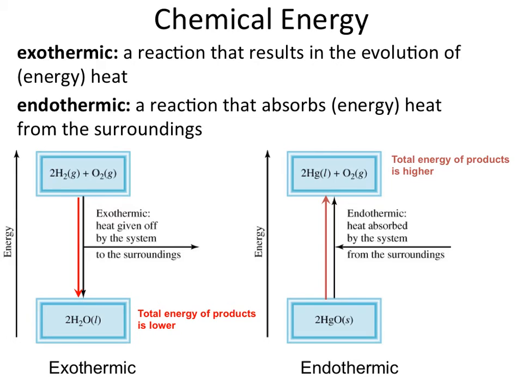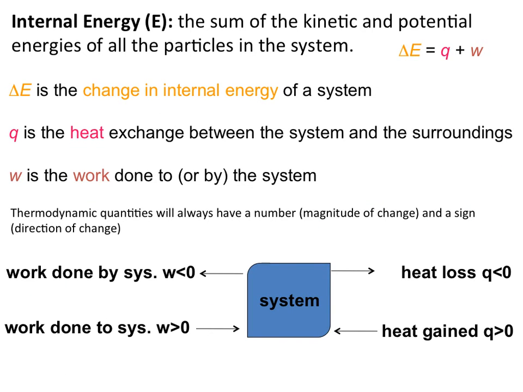However, this is more useful with respect to chemistry and subsequent chemical reactions that we may be looking at. The internal energy of a system is the sum of all the kinetic and potential energies of all the particles that are in a specific system. So whatever you're focusing in on, that system's internal energy is going to be related to all the particles' kinetic and potential energy features. This delta E that you see here is the change in internal energy of a system.